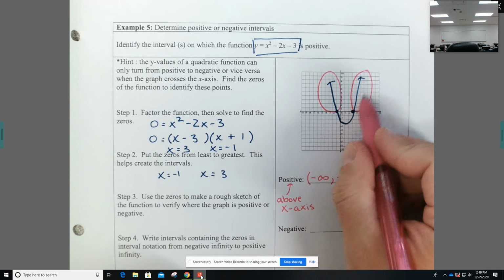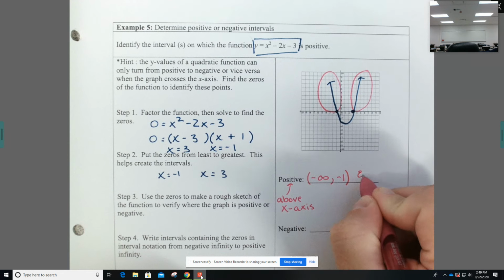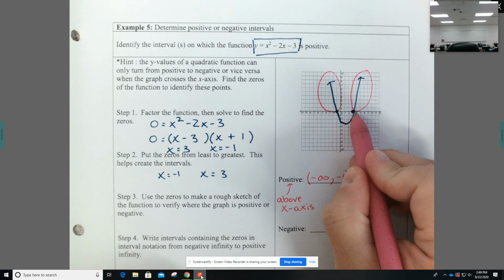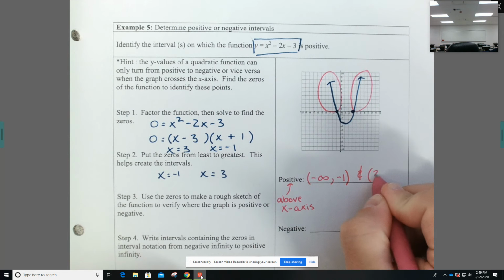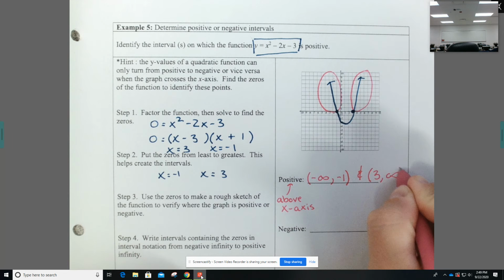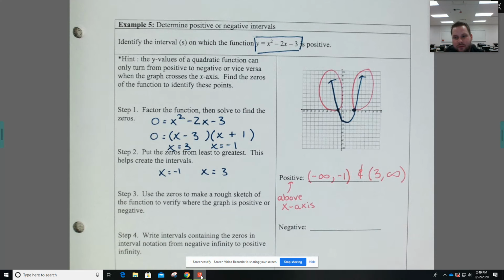We are also positive over here to the right. So I'm going to put and. We are going from 3 to positive infinity. So 3, comma, infinity. Okay, so those two are the intervals where our graph is positive.